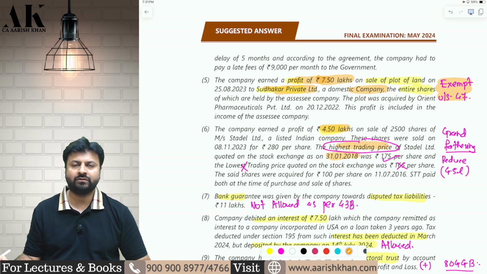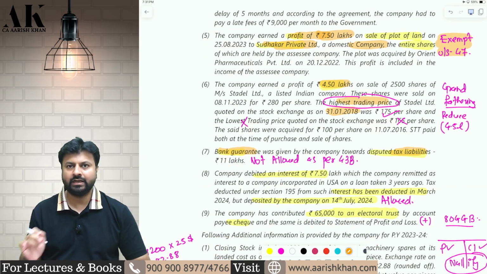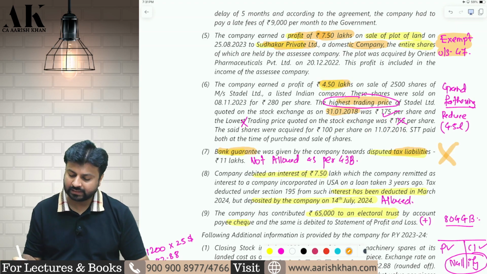As FMB as on 31st Jan 2018. Next one, to pay the tax liability, you are giving a bank guarantee. Whether giving a bank guarantee is sufficient enough to take deduction under 43B, the answer is no. You have to actually make the payment. Only giving the bank guarantee is not sufficient enough to take the deduction. I hope it is clear to all of you.